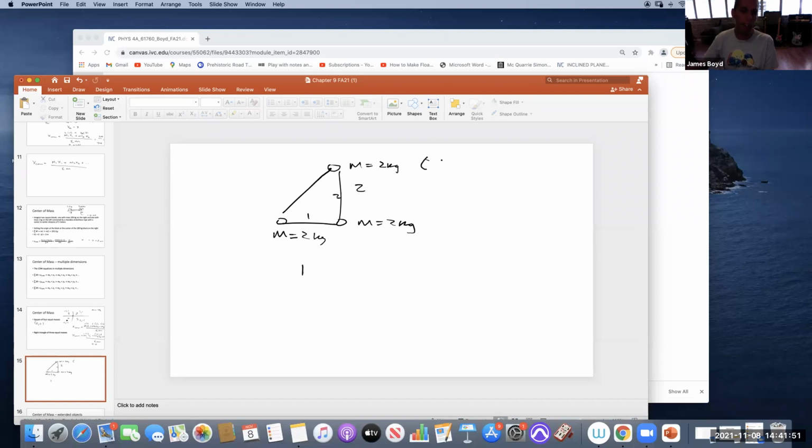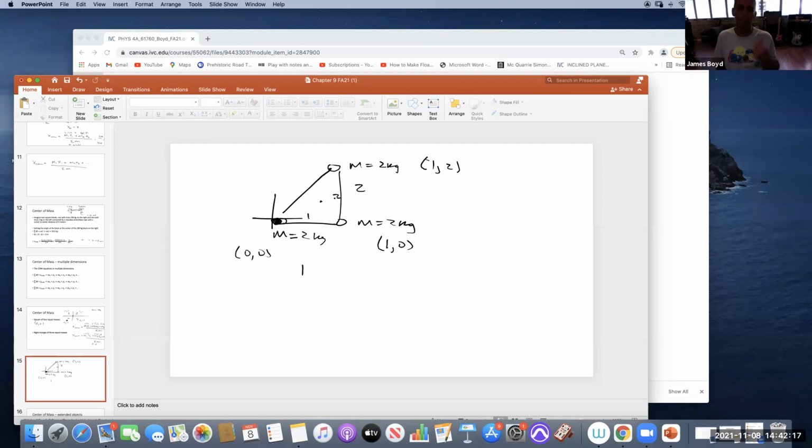Therefore, this mass is located at 1, 2. This mass is located at 1, 0. And this mass is located at 0, 0, assuming my origin is right here. Okay, and I want to know where the center of mass of this thing is. It's not obvious. You might think it should be somewhere around here, although it definitely isn't obvious.